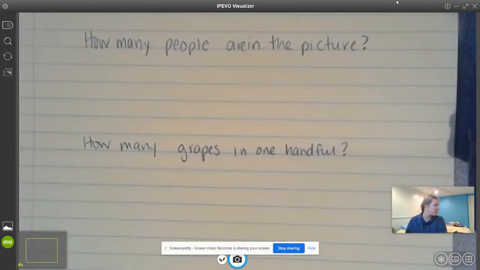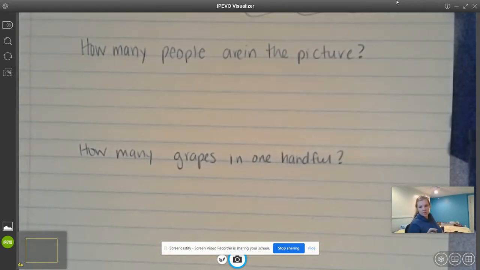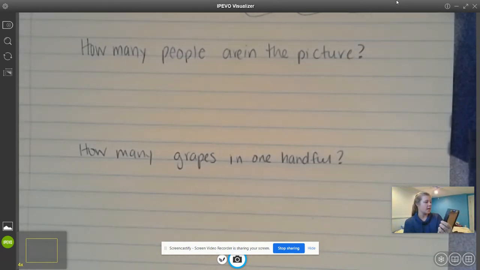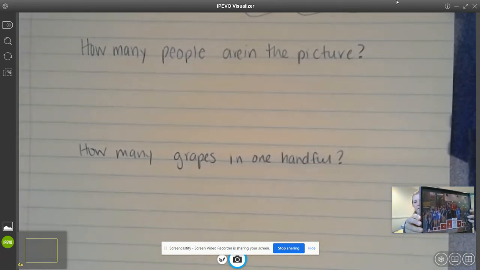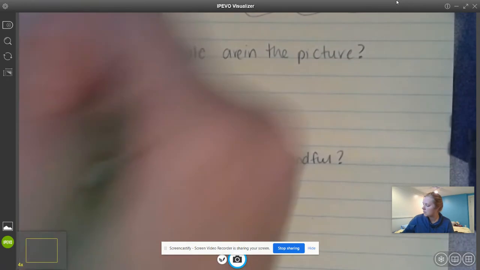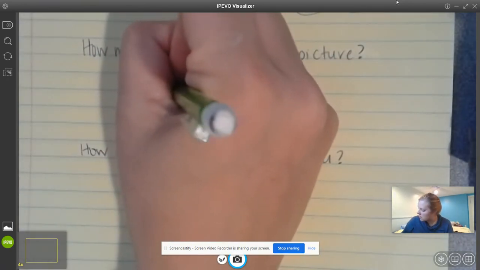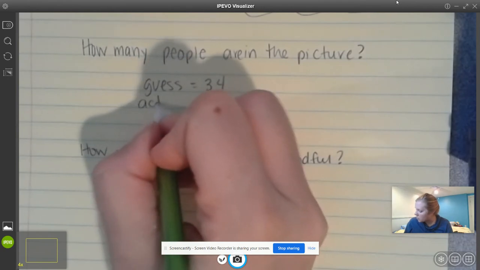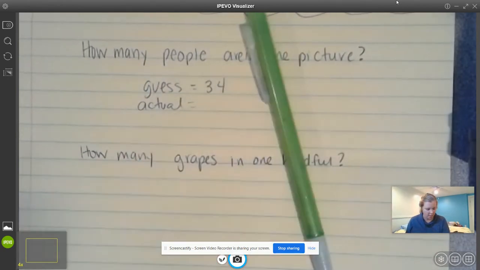So how many people are in this picture? Here's a picture. I'm in my sister-in-law's childhood bedroom. Here's a picture of her in her swim team when they were in high school. They went to the state championships. So I'm going to guess how many people are in this picture, and I'm going to guess 34. So my guess is 34 people.